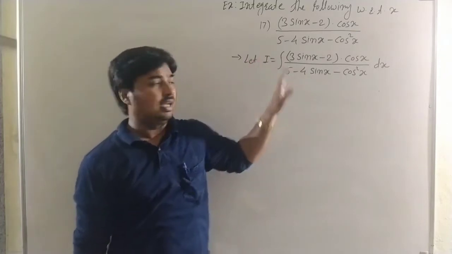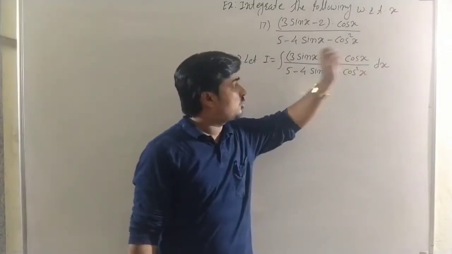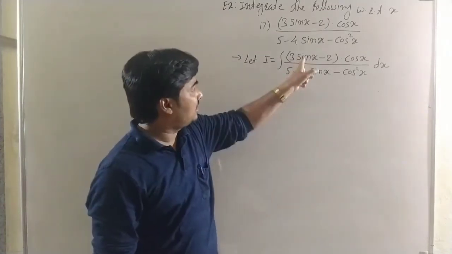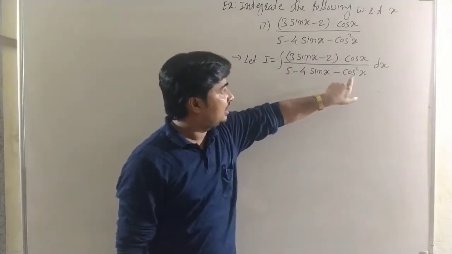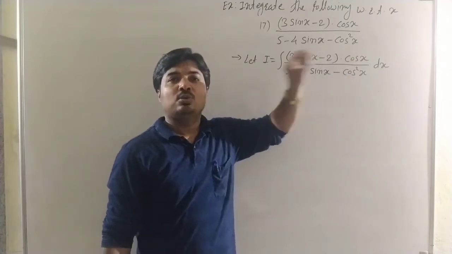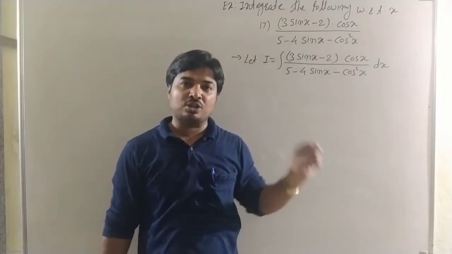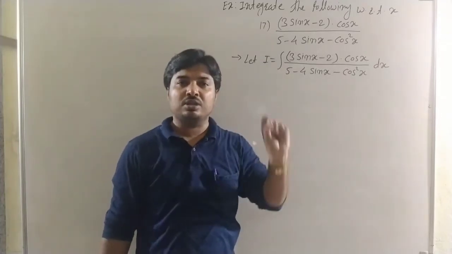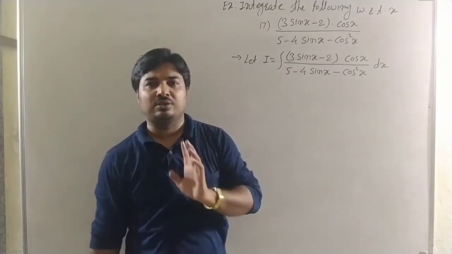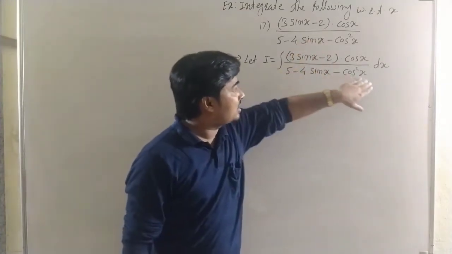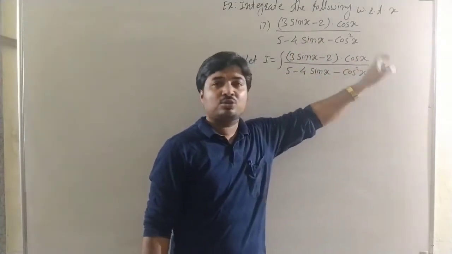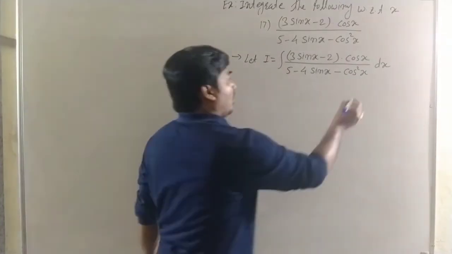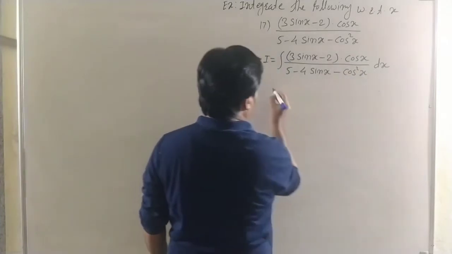Here in the multiple of dx there is a cos x, and cos x is the derivative of sin x. Here it is sin, but here it is cos square. So first we convert this cos square into sin. That means cos square x is equal to 1 minus sin square x. Now all terms are in sin, and there is cos x into dx, so here we put sin x is equal to t.